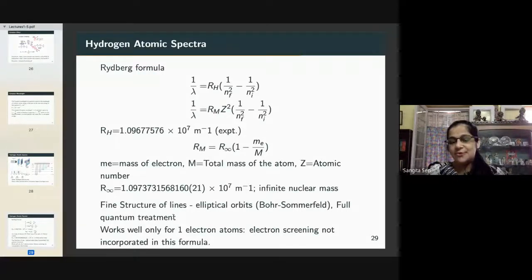As I said, there is also the fine structure of lines which requires a full quantum treatment. These only give you the basic peaks, but some of these peaks are actually 2 or more peaks if you go in for a higher resolution. The important thing to note is that this formula works well only for one-electron atoms, because the structure of the electrons is not considered. It is only a single electron which is considered to be jumping about under the influence of the nuclear charge. That is all I will say about the hydrogen atomic spectra now. Once we do the full solution, we will come back to it and look at how the lines can be explained.